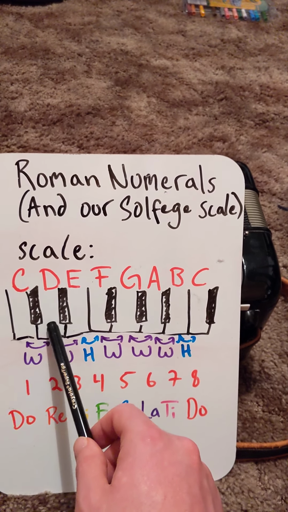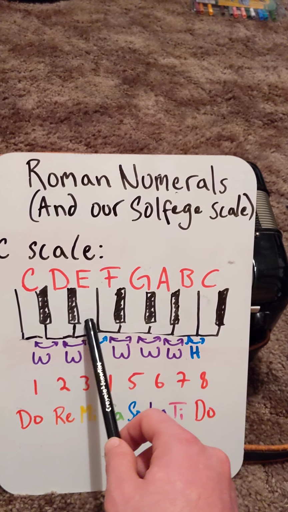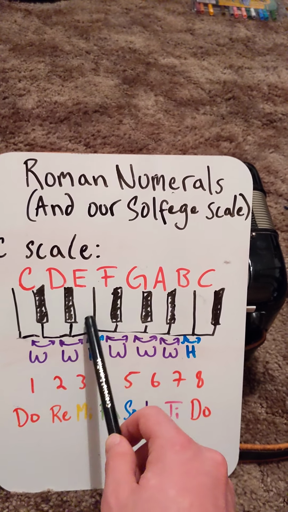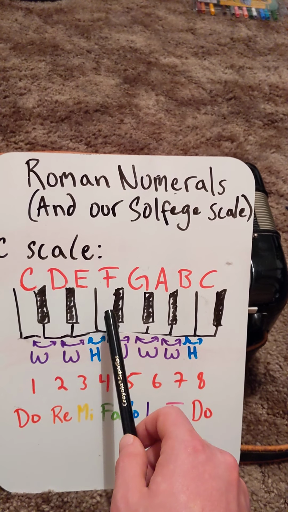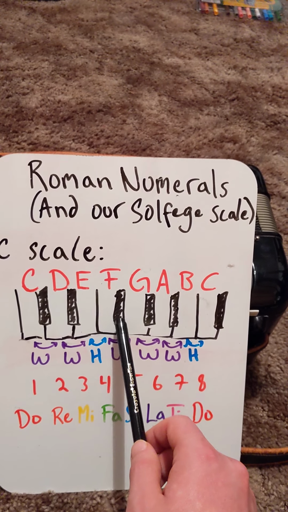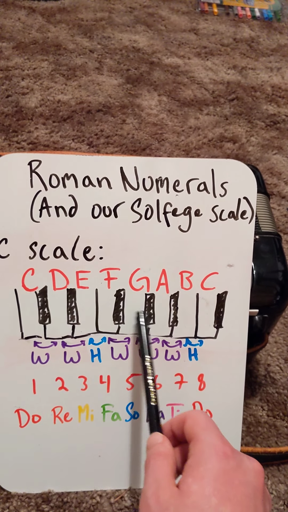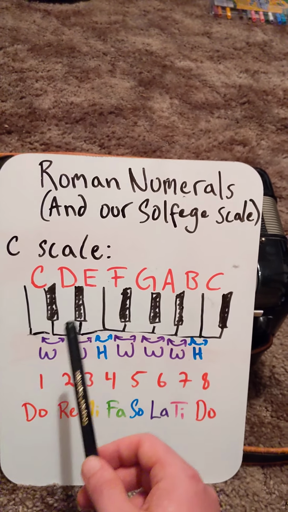And when it gets tricky is a whole step from D to E makes sense, right? That's a whole step. But then what about E to F? That's only a half step. So you have to actually go from your E to your F sharp to get a whole step there. And then a whole step from F sharp up would be to your G sharp. You'd start being on the black keys. So that's why whole steps are a little bit trickier than half steps.